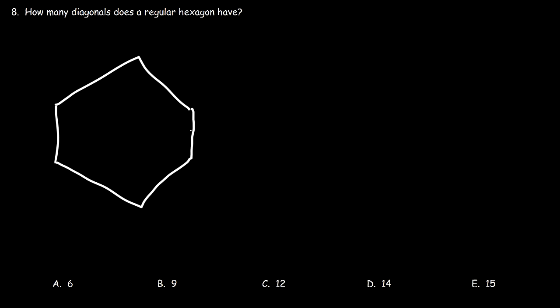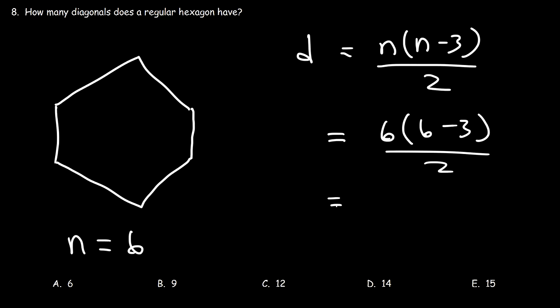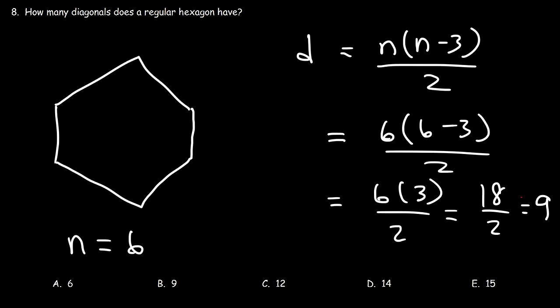Now, there's a formula that you can use to calculate this answer, and it's n times n minus 3, divided by 2. So this equation tells you the number of diagonals a particular polygon contains. So we have a polygon with 6 sides, so n is 6. So it's going to be 6 times 6 minus 3, divided by 2. 6 minus 3 is 3, and 6 times 3 is 18. 18 divided by 2 is 9. So the answer is 9.